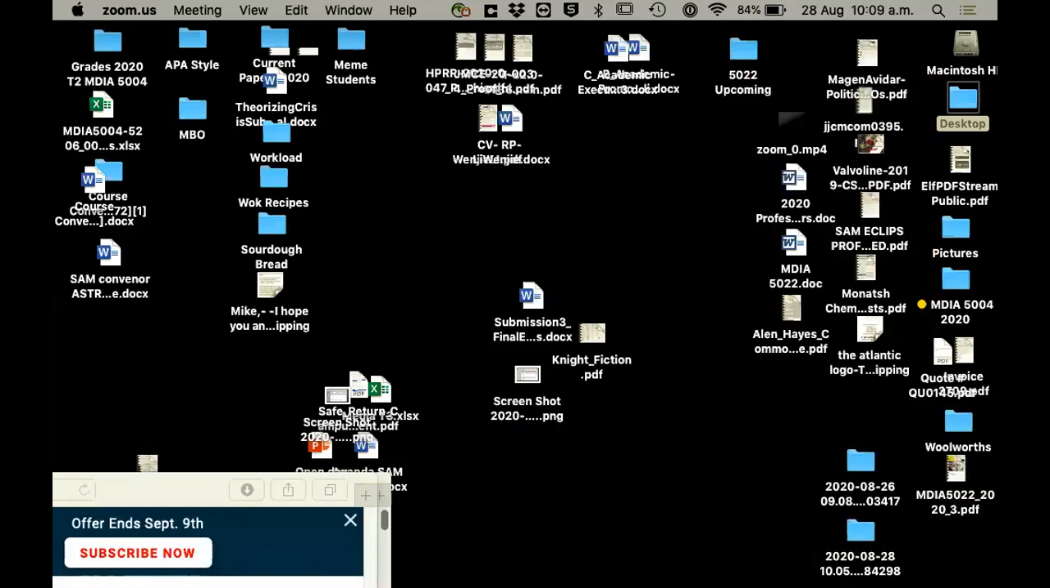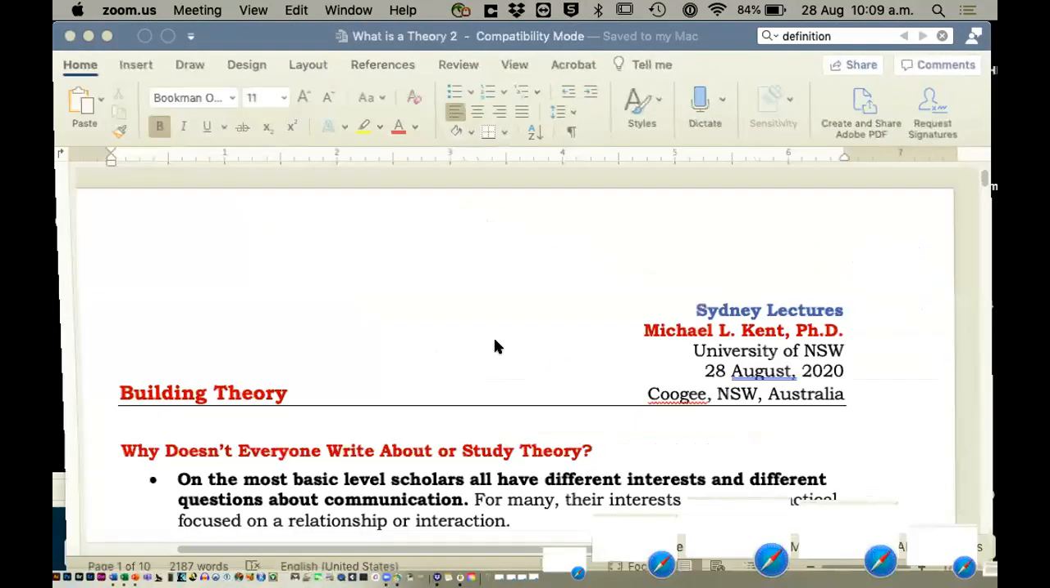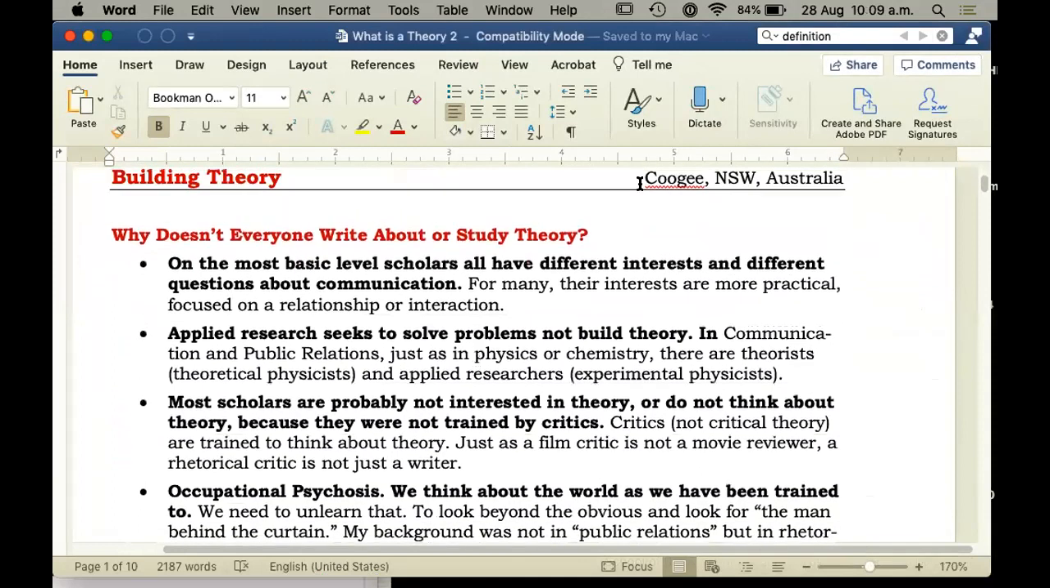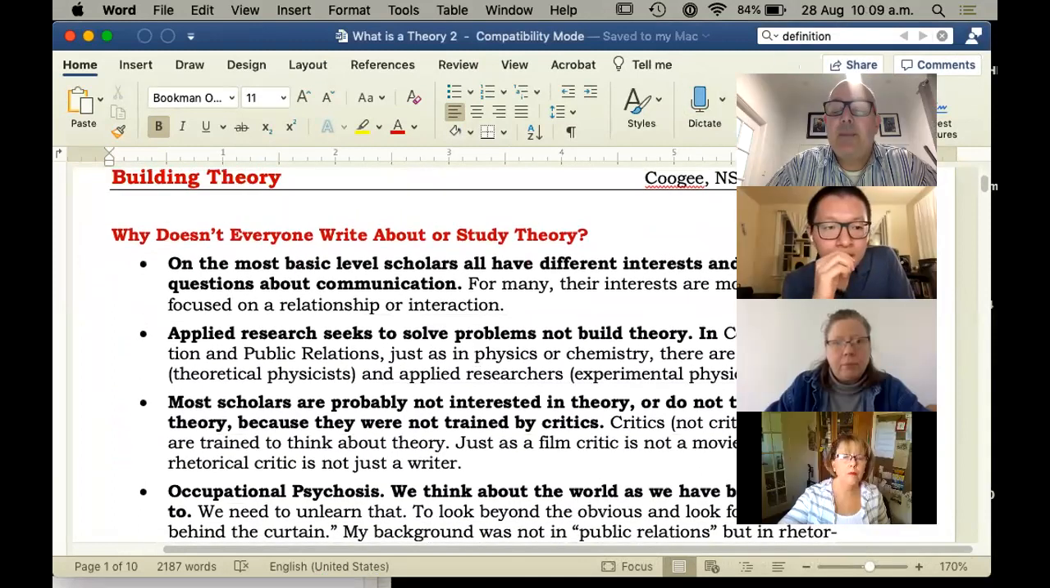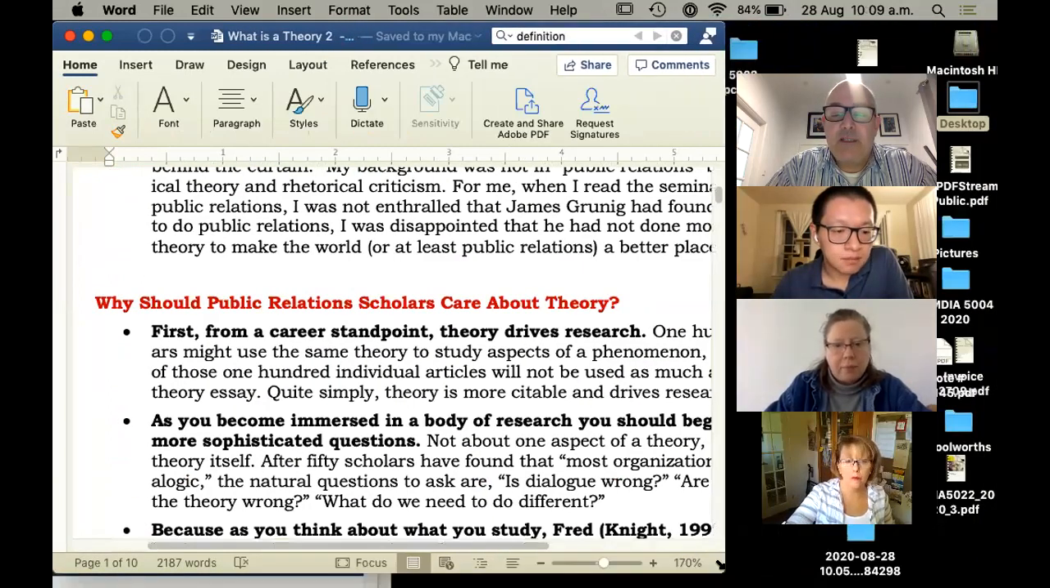And sorry, you have to see my ugly desktop. Somewhere here I have my slides. Okay. So I want to get started with talking about, let me just make sure everybody can see this, right? Everybody's got a view of my desktop. You can see these notes over here.